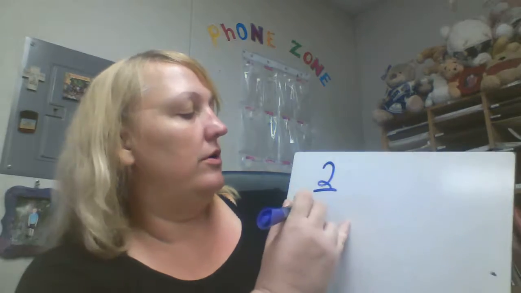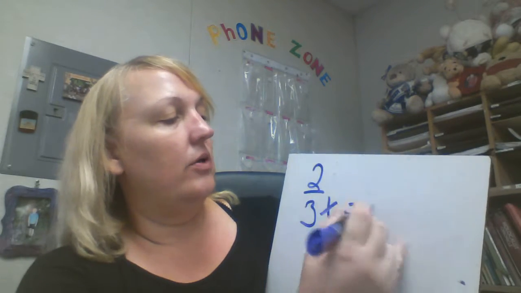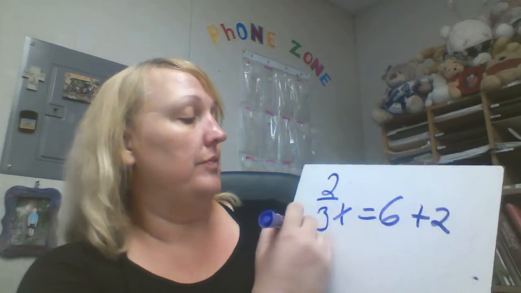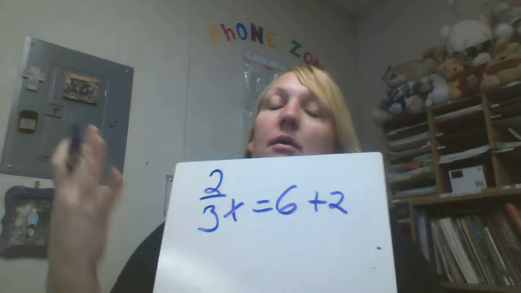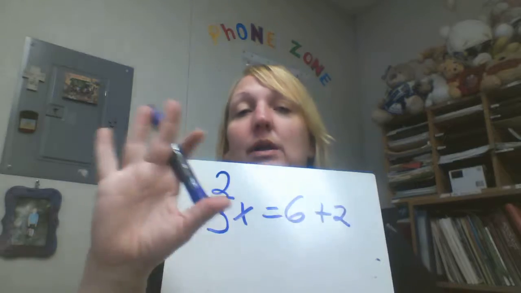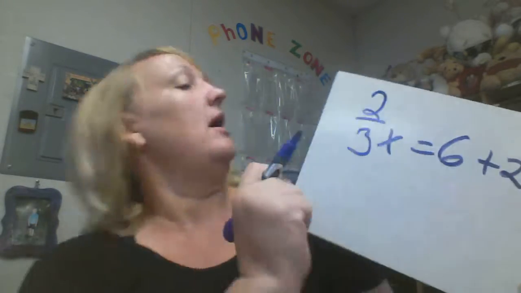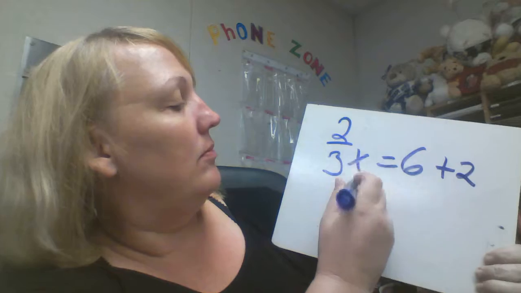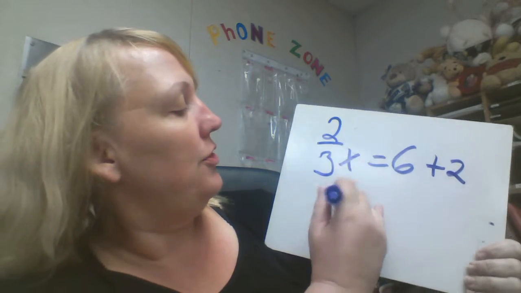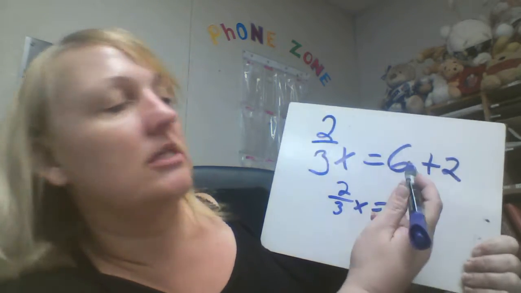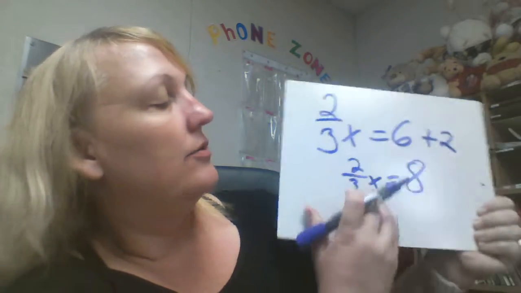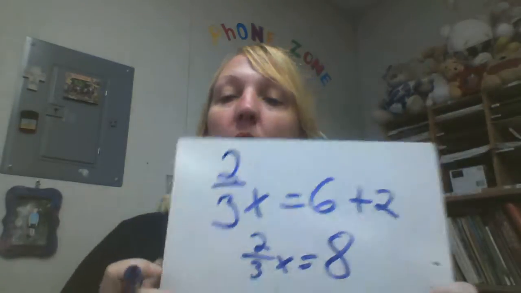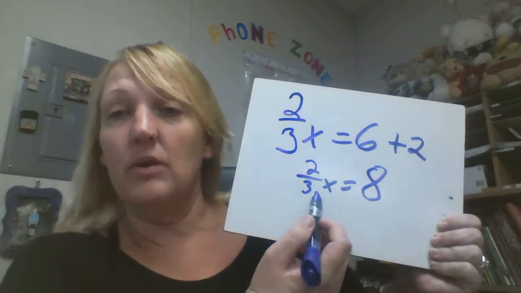Okay, so let me do division 1. Let's say we've got 2/3 x equals 6 plus 2. First thing we're going to do, combine any like terms, simplify, reduce, do whatever we have to do at the beginning to get it down to simplest terms. So 2/3 x equals 6 plus 2, which is 8. 2/3 x equals 8. So now we run into the division situation, right?